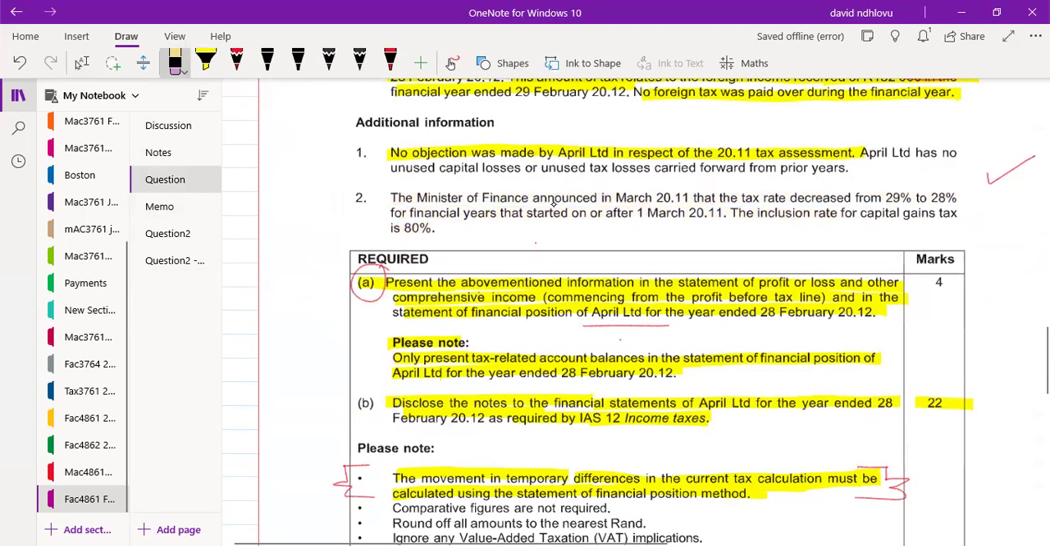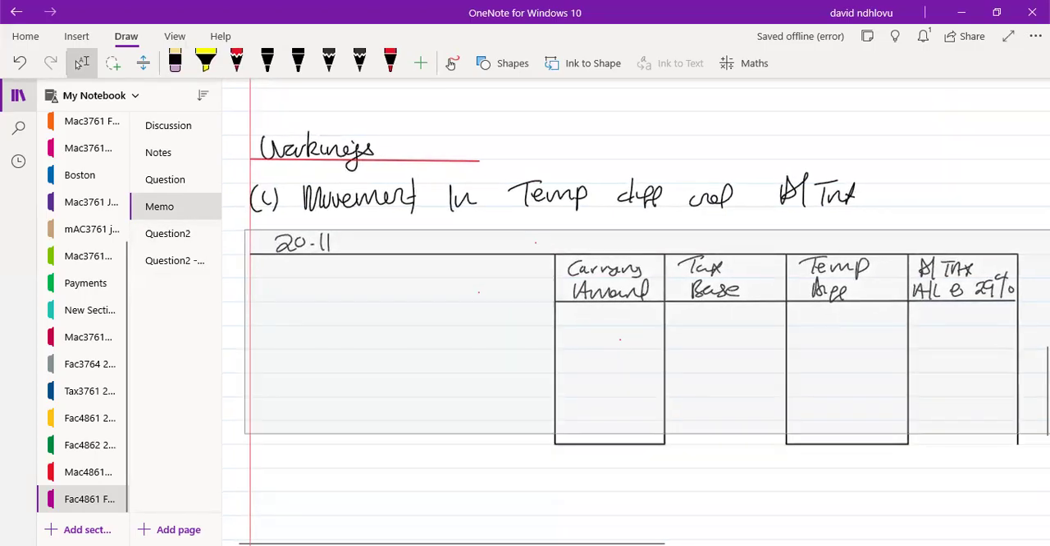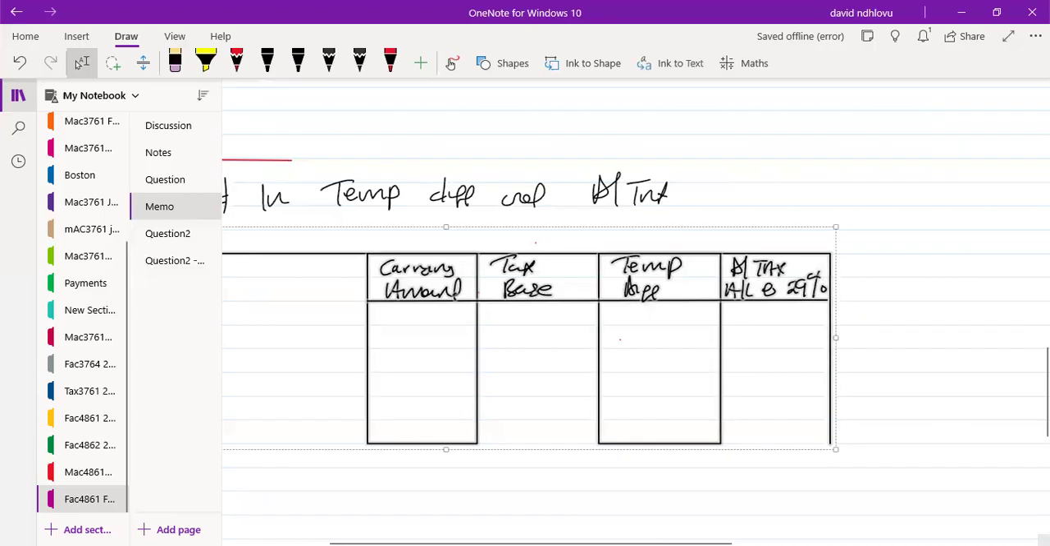So our current rate is 28%. The Minister of Finance announced in March 2011 the tax rate decreased from 29 to 28 for the financial year after 1 March. So previously it was 29. So therefore in the prior year we have 29%. Right, then you need to calculate deferred tax for the current year.